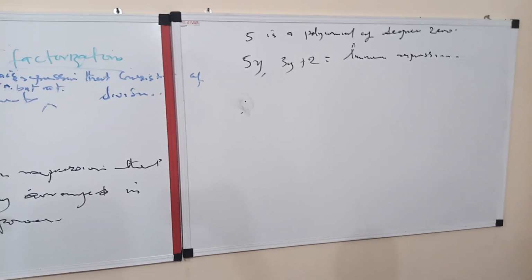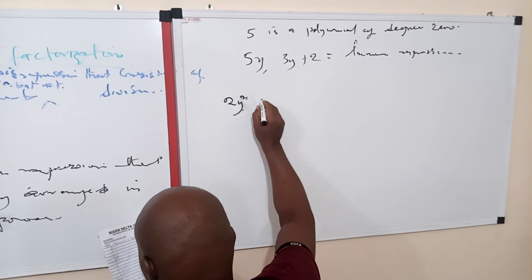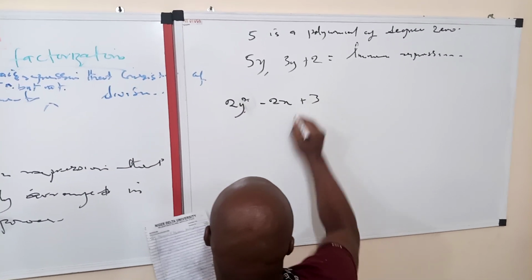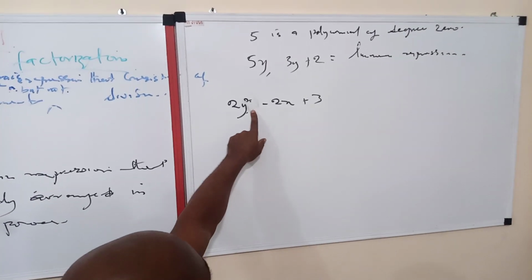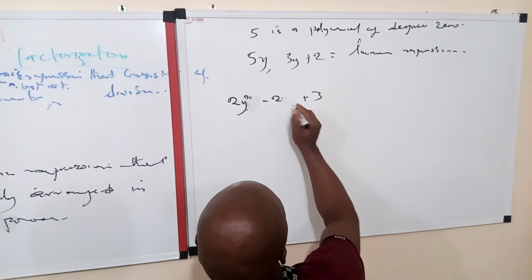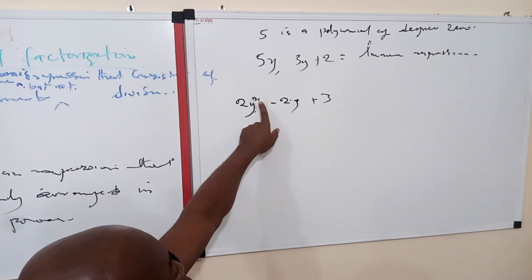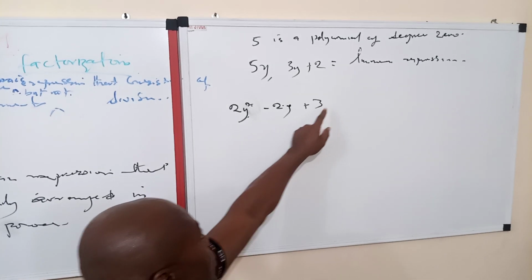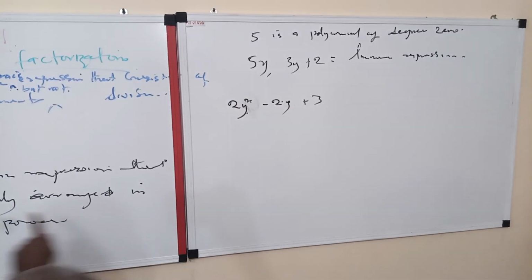And let's also consider another one, say 2y raised to power 2 minus 2x plus 3. This one, if you look at it, what is the highest power here? The highest power here is 2, here is 1, here is 0.